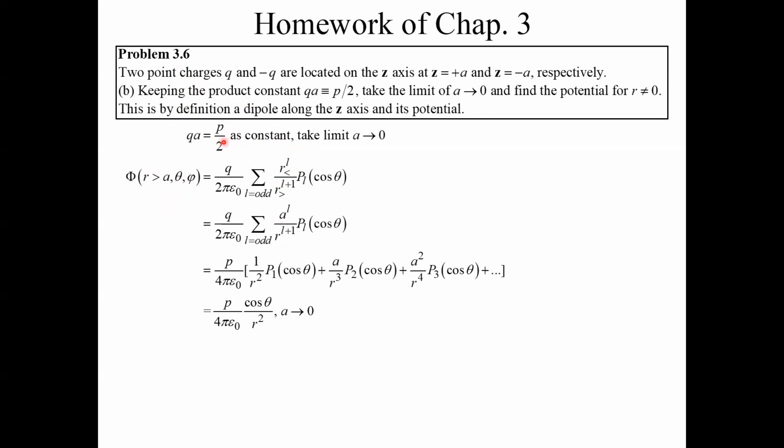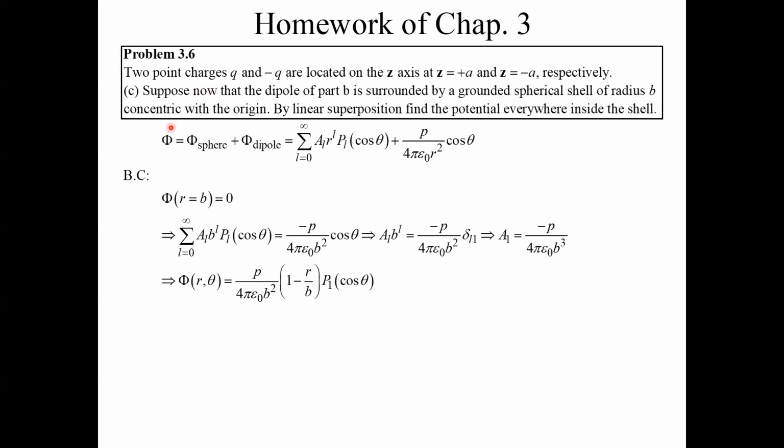And we hold QA equals p divided by 2 here. We take out 1/A inside the summation, write down our summation term by term, and take the limit A approaching 0, so only the first term survives. P1 of cosine theta gives us cosine theta. So the answer for part B is here.